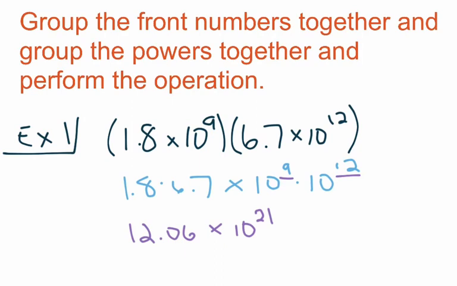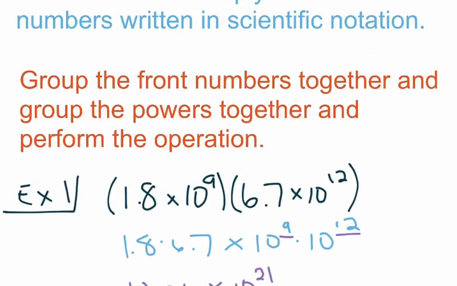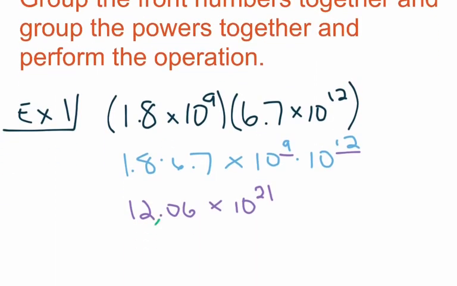In order to be in correct scientific notation, we need to have a single digit number in front of the decimal. Right now we have a 2-digit number in front of the decimal. So I need to move my decimal place in order to make this an appropriate answer. I'm going to move my decimal place to in between the 1 and the 2, giving me 1.206 times 10.